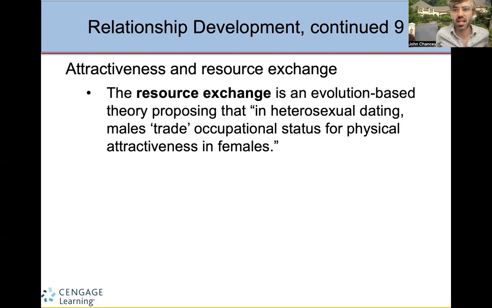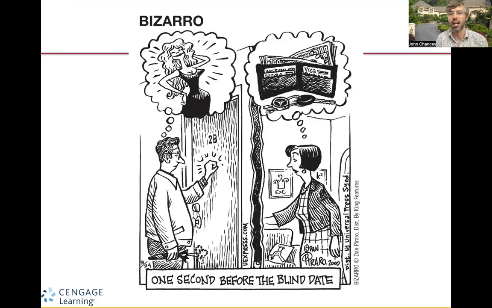So it's this idea that something is being exchanged in the relationship, and it's being depicted here in this comic. Maybe this is a blind date. Oh, it is a blind date. Sorry, the caption says 1 second before the blind date. He's picturing what appears to be a very attractive woman, and she's picturing a wallet full of money, and it looks like a key ring that has a Mercedes Benz on it. So, very different expectations.